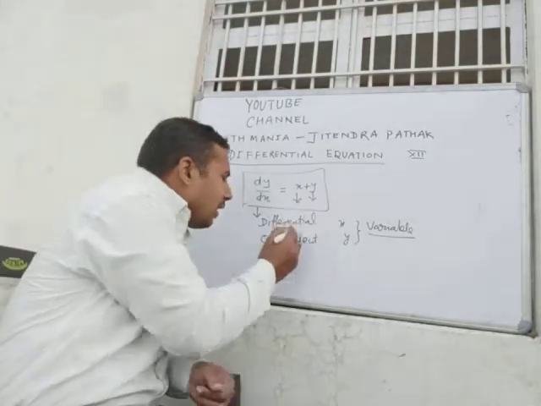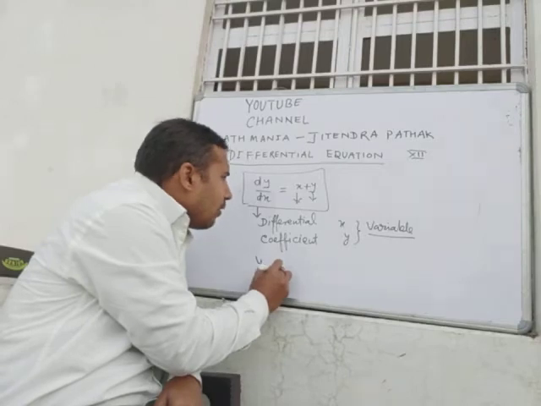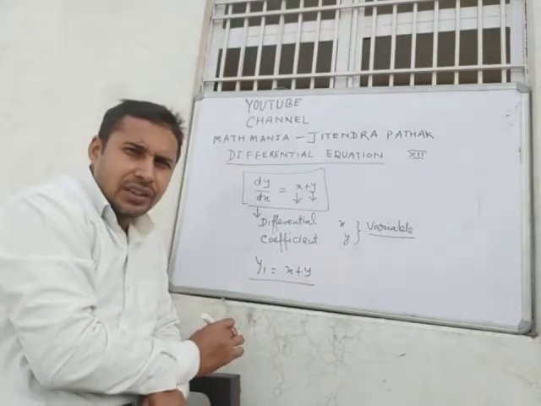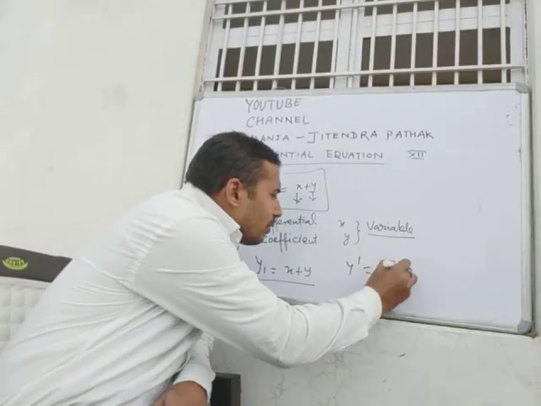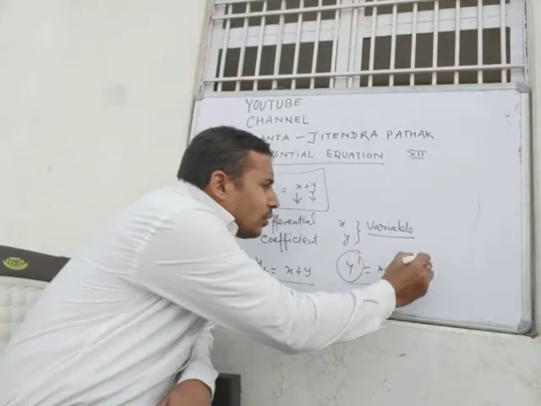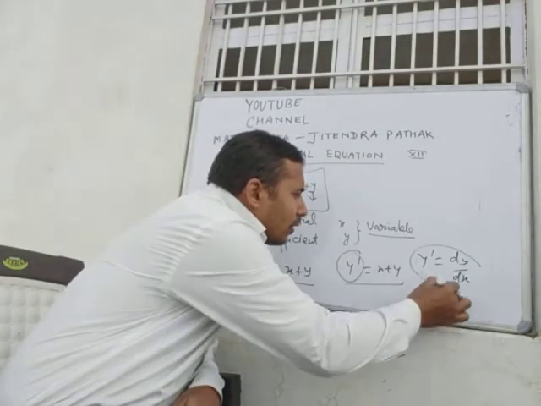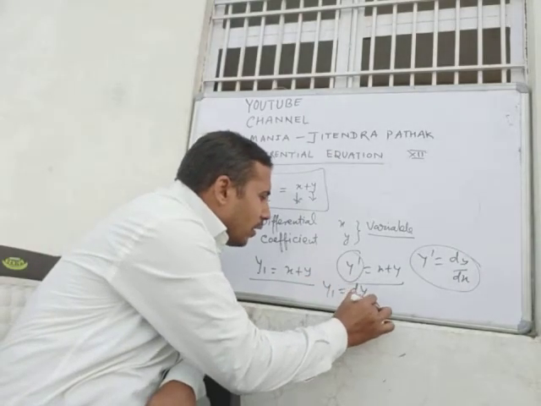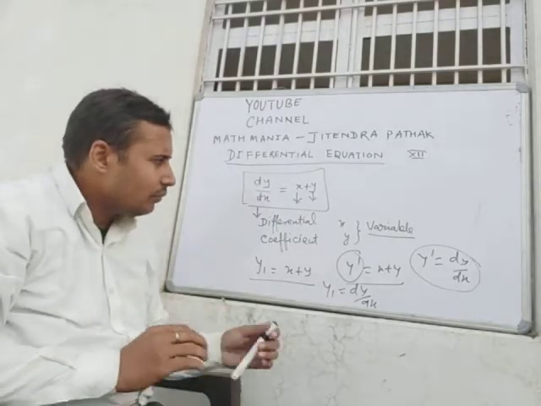Another way we can write also y1 equals to x plus y. This is also differential equation. It can be written y dash equals to x plus y. y dash denotes dy upon dx or y1 denotes dy upon dx. This is called differential equation.